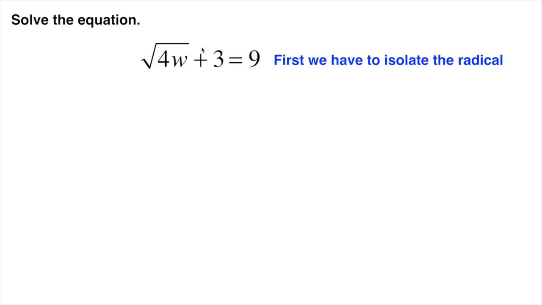So I've got this 3 here that's in my way. I need to get rid of this 3 first. So we kind of treat that like a normal equation. I've got plus 3 on this side. I want to get rid of that. So the way to get rid of that is I'm going to subtract 3 from both sides.